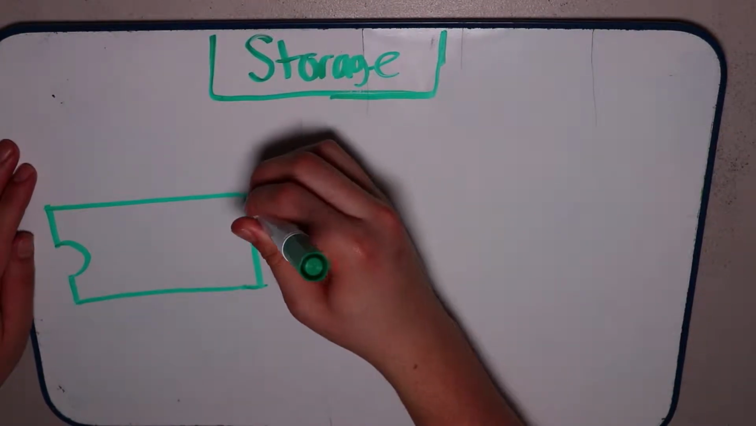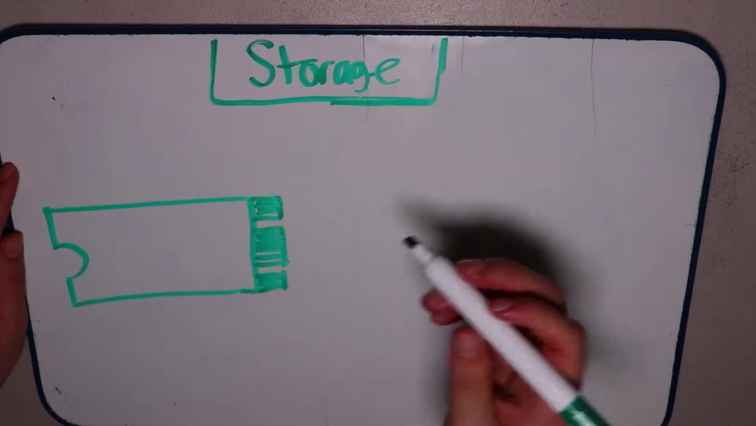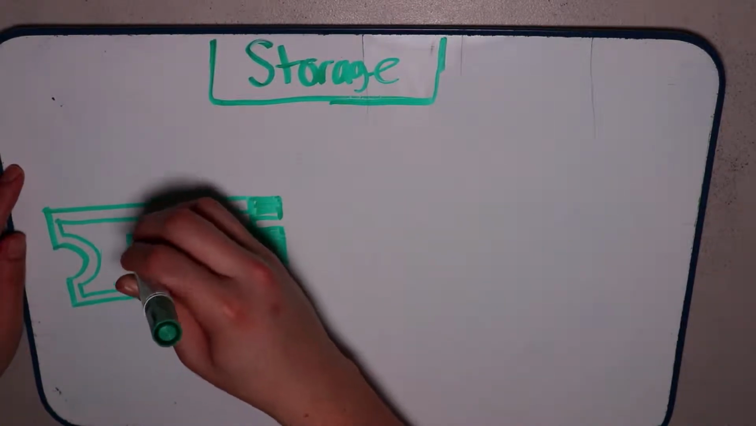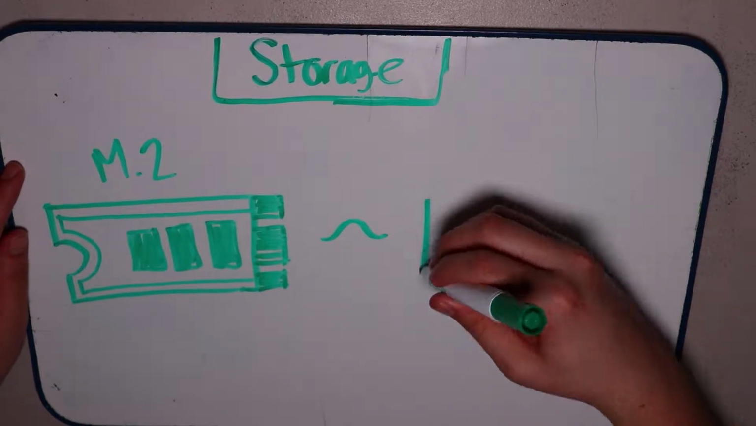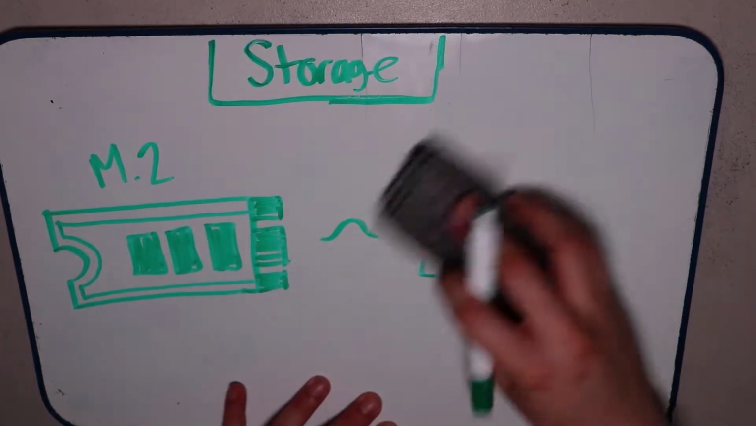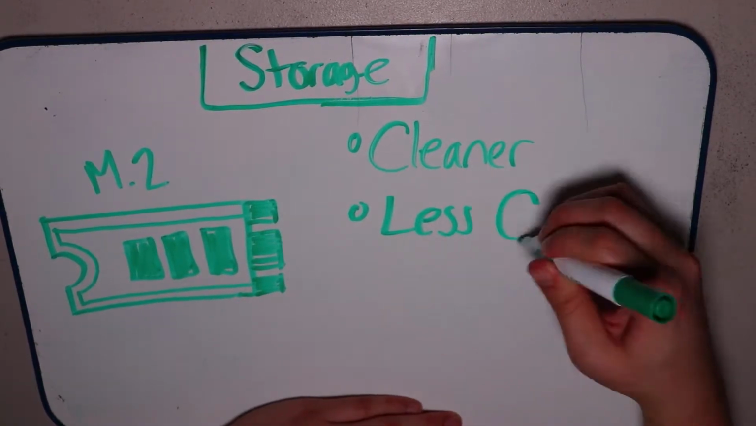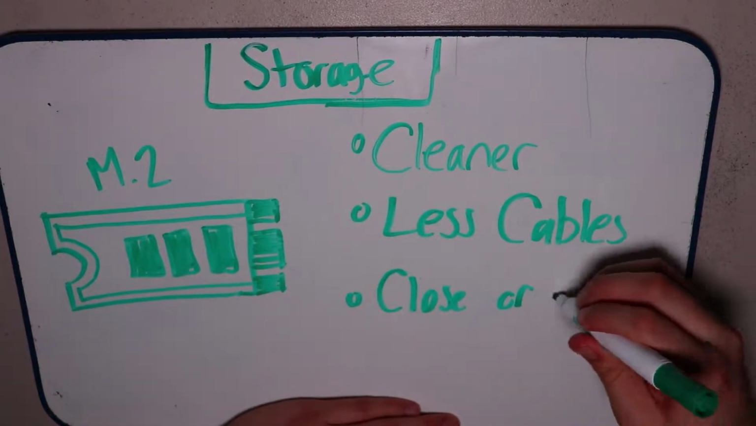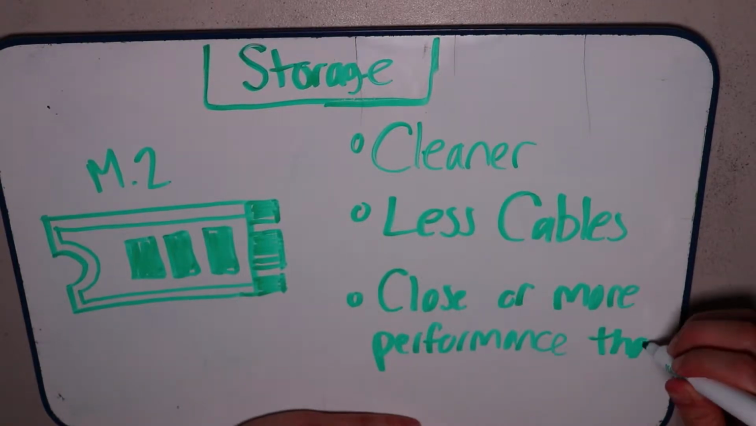An M.2 interface uses similar if not the same technology as an SSD, but instead of it being mounted on your computer, it goes directly onto the motherboard. This technically allows for less cables, cleaner interface, and, depending on the model, much faster performance.